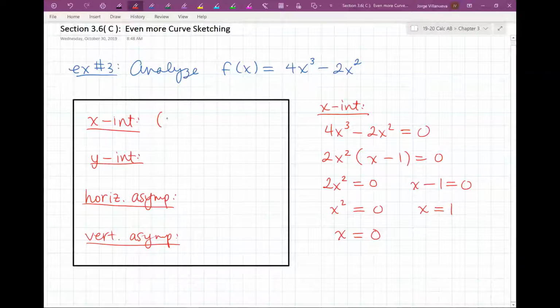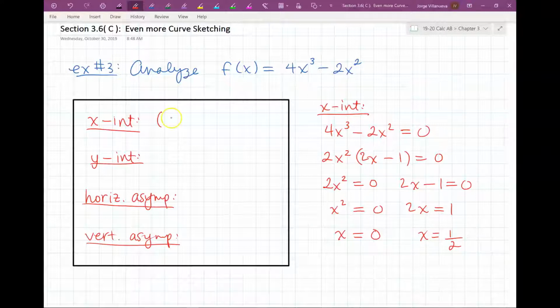Did I mess up? Yeah. Where did I mess up? When I factored out. 2x squared times 2x. Oh, yes, 2x minus 1. Thank you. So that would be x equal to half. Thank you for that. So fix that. It should be a 2x minus 1 inside of the parenthesis. Thank you very much.